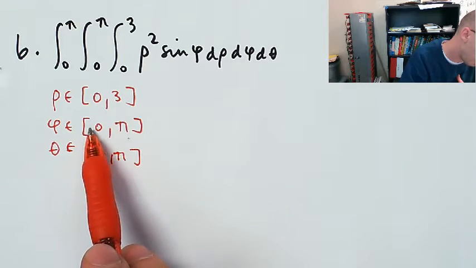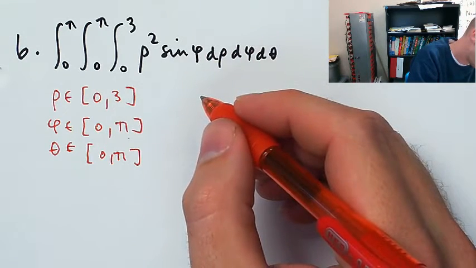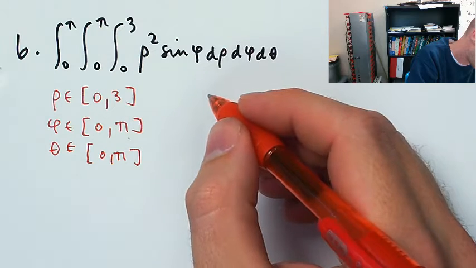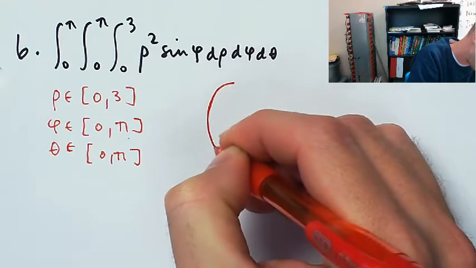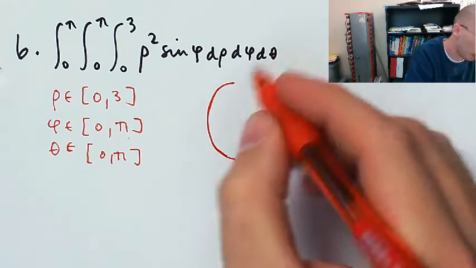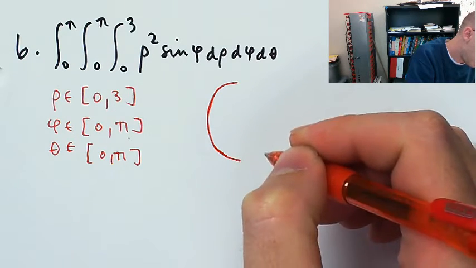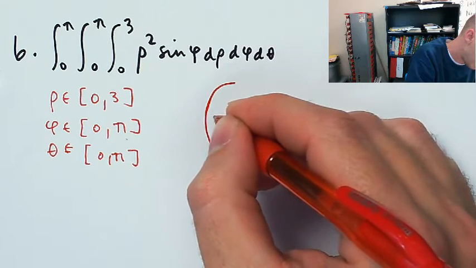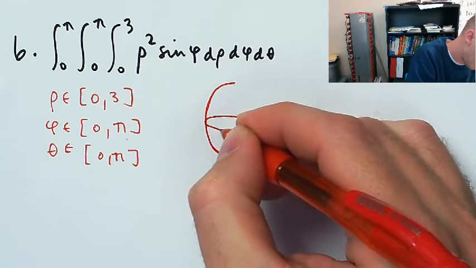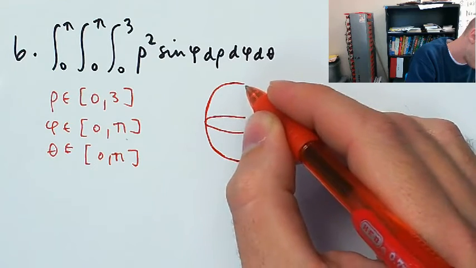So if phi runs from 0 to pi, that means that we are getting the full up and down of our sphere, pardon me. Okay. And if theta is running from 0 to pi, that means we've only got half of it, I think.